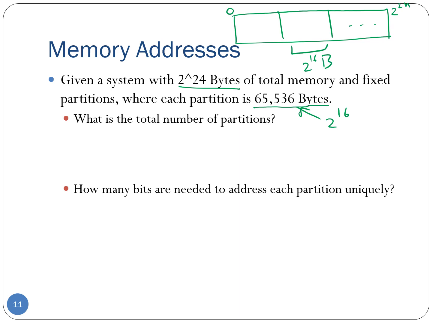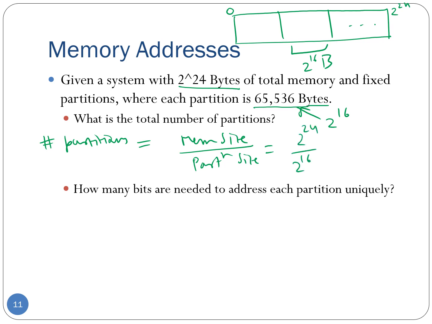So the first question is, what is the total number of partitions? The number of partitions is basically given by the memory size divided by the partition size. Memory size is 2 to the power 24 and partition size is 2 to the power 16. So this is basically 2 to the power 8, which is simply 256 partitions.